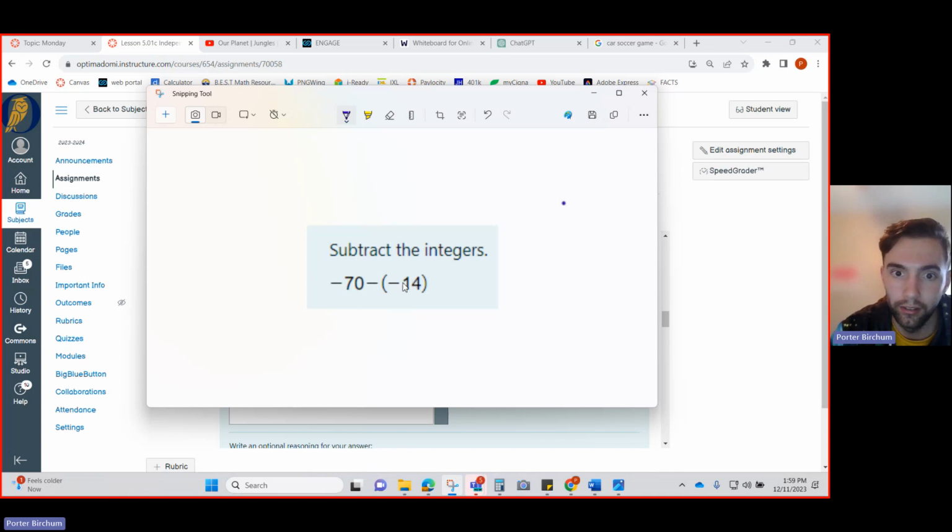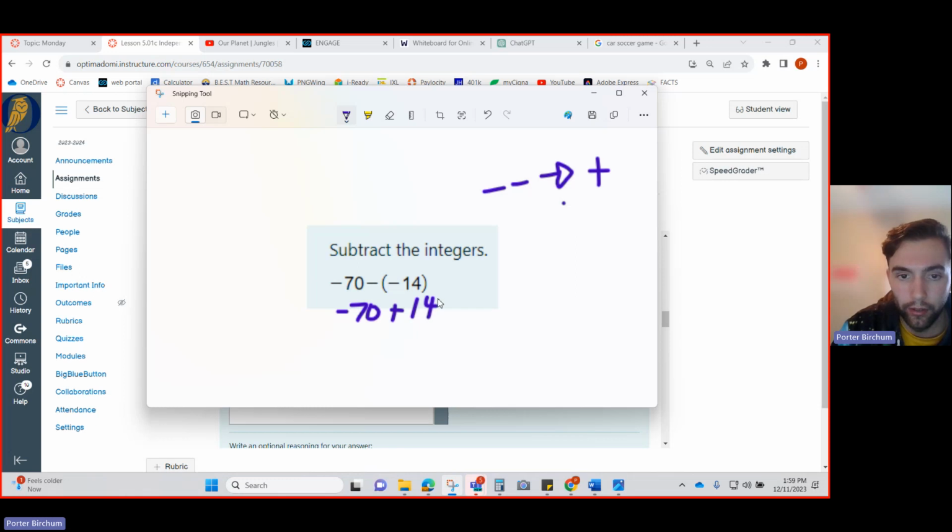I don't not like you. Double negative makes a positive. So negative 70 minus negative 14, those two minus signs right next to each other, that's the same as if it was a plus sign. It's plus 14.